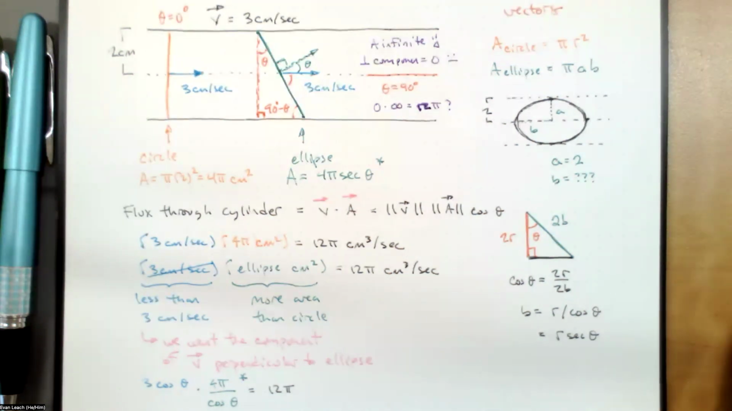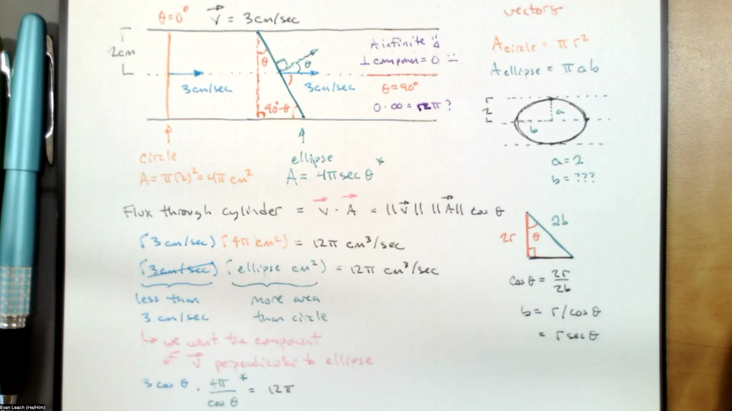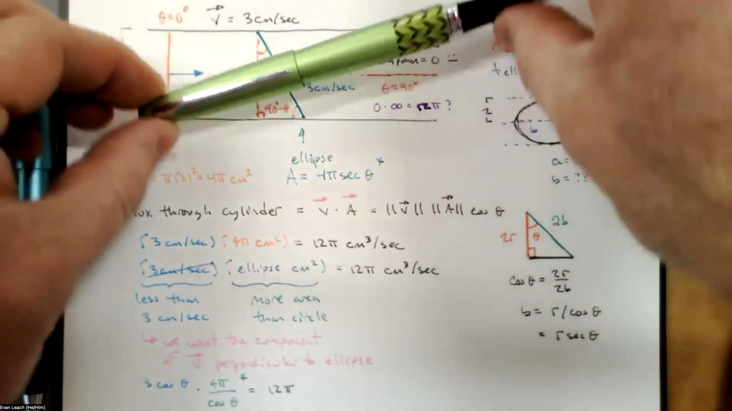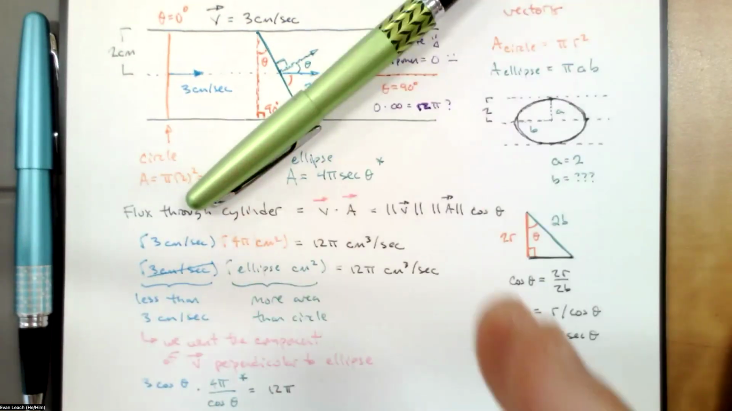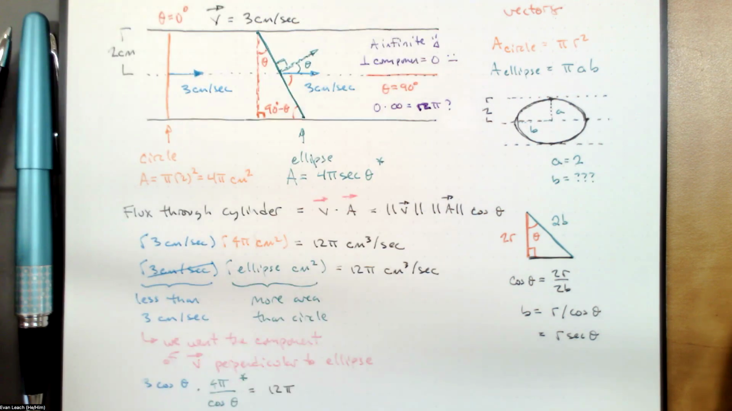If theta goes past 90 degrees, then the orientation of our ellipse has flipped over. Here theta is 90 degrees. Past 90 degrees, our normal vector is going against the flow of the water. So our component perpendicular relative to the orientation of the ellipse is negative. But those negatives will cancel out, so we get 12 pi cubic centimeters per second. So when theta is past 90 degrees, the component perpendicular to the ellipse will be negative.